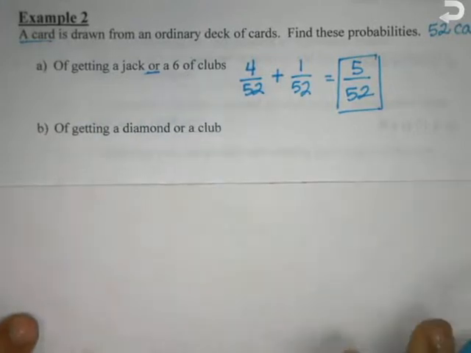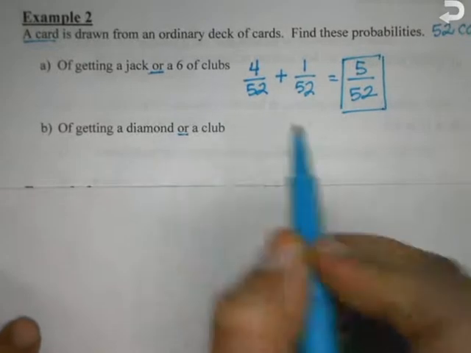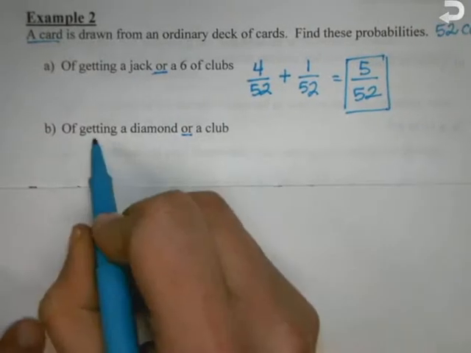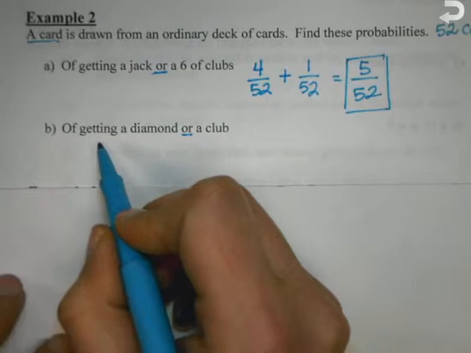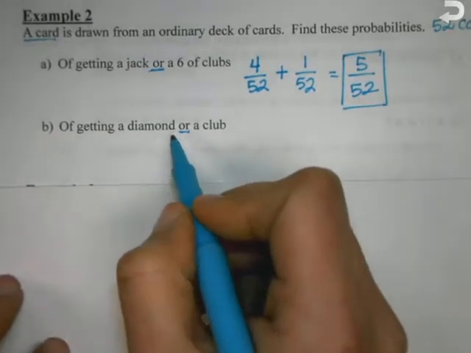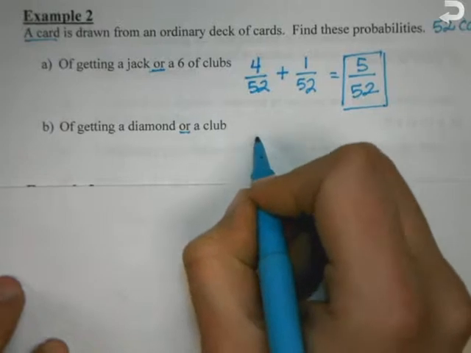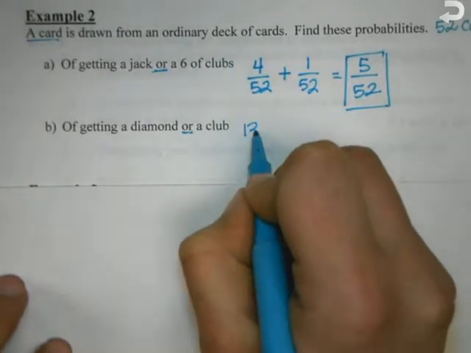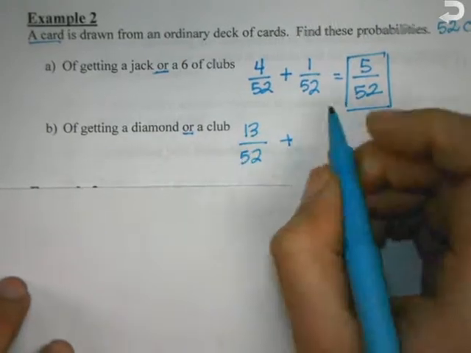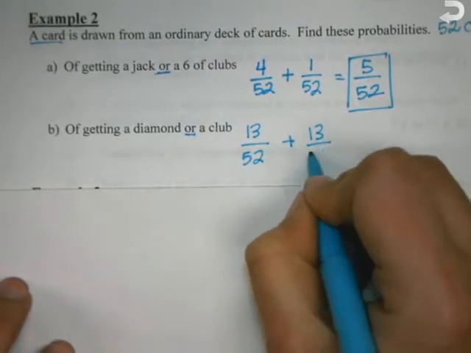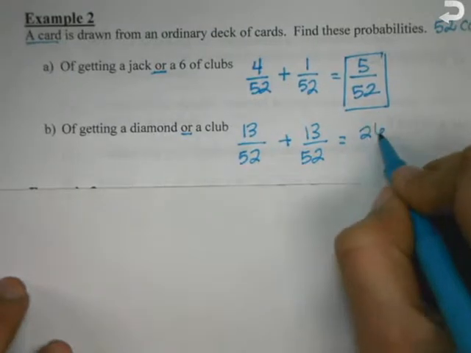Part B, the probability of getting a diamond or a club, we're going to be adding again. The probability of getting a diamond. Now, in the previous lesson, we counted up all of the different numbers of cards per suit, and there are 13 cards in each suit. So the probability of getting a diamond is 13 over 52, plus the probability of getting a club. There are also 13 clubs in the deck over 52. So that gives me a probability of 26 over 52.